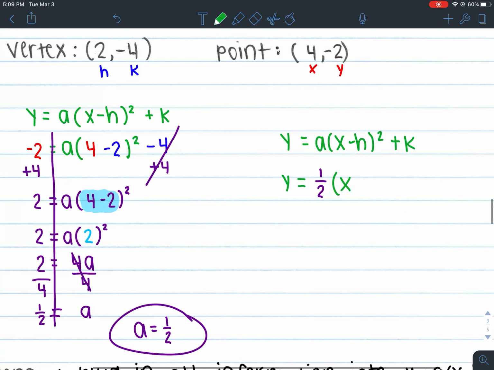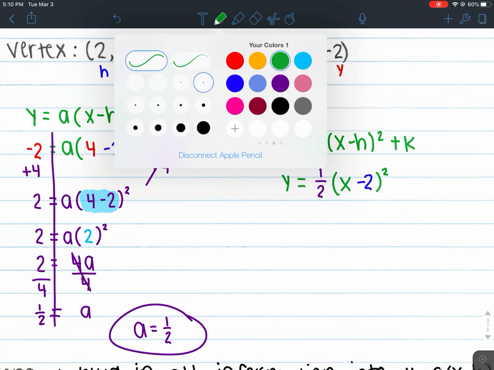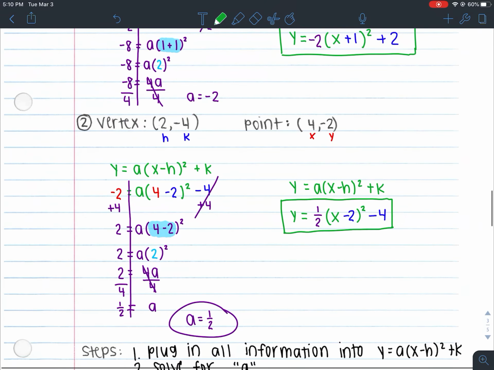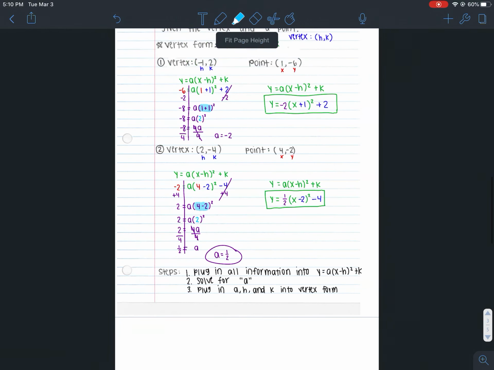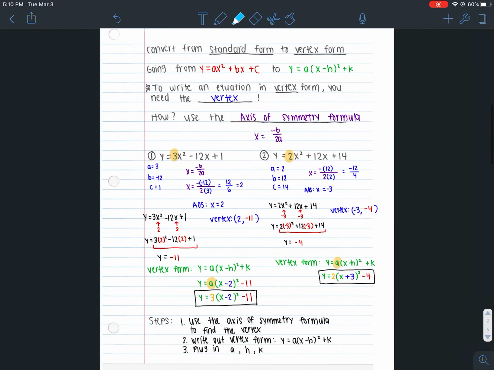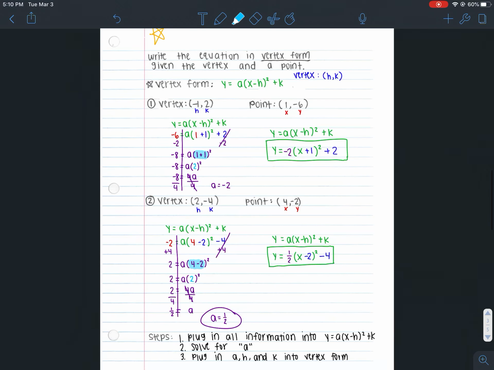Well, what's our h going to be? -2, because that's coming from our vertex, squared plus k. Well, what's our k? -4. That is in vertex form. The vertex is 2, -4, and it's going to go through the point 4, -2. Now, if I wanted to check, I can plot this, this, and this all into Desmos and see if the equation hits both of those points. And it should. Again, this page is probably the most difficult out of the 3 that we've done. So if you have any questions, just please feel free to come in for tutoring.